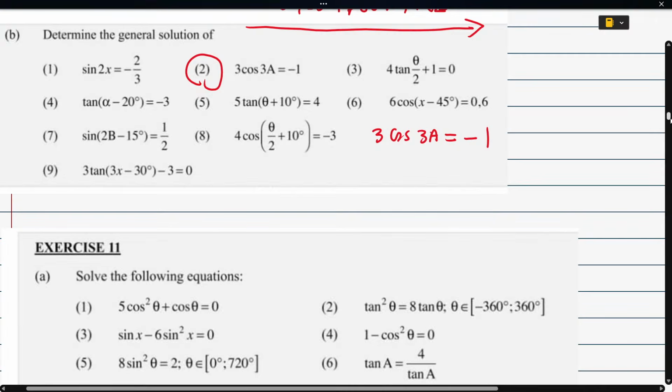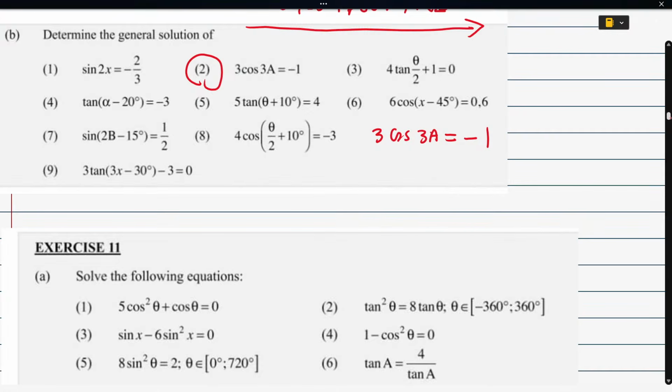Let's go to this one, number 2. 3 cos 3a is equal to -1. Divide by 3 on both sides. Cos 3a is equal to -1 over 3. That's where we start. I understand that we're supposed to use 5 over 3, I just made a mistake and used 5 over 2. So let's proceed.